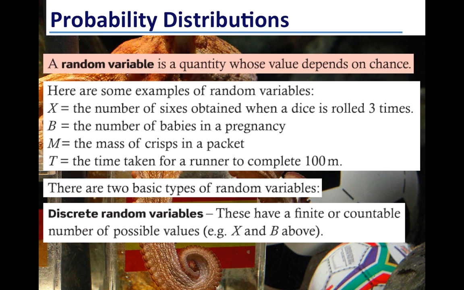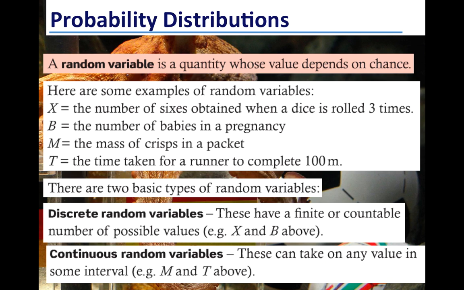So the first group is discrete random variables. Now these are variables which have a finite or a countable number of possible values. So you can see the number of sixes obtained is going to be finite. It's going to be an integer value, as with the number of babies, whereas in M and T they are going to be continuous random variables.